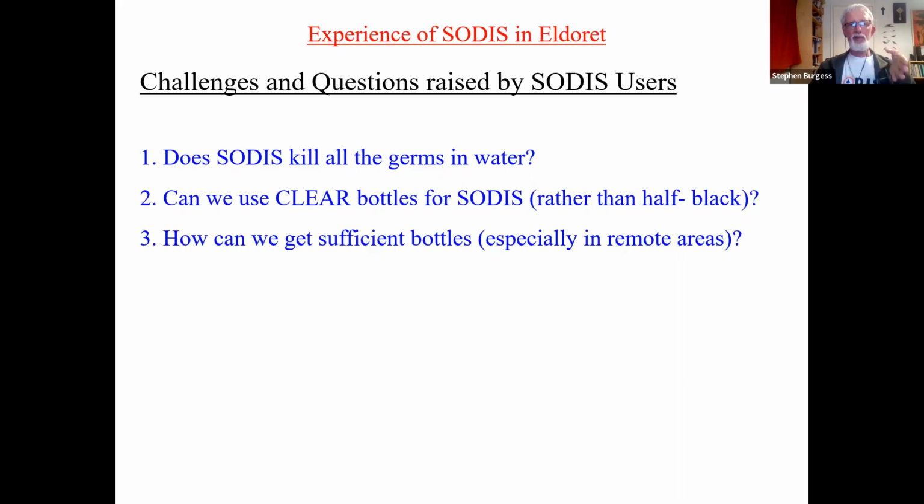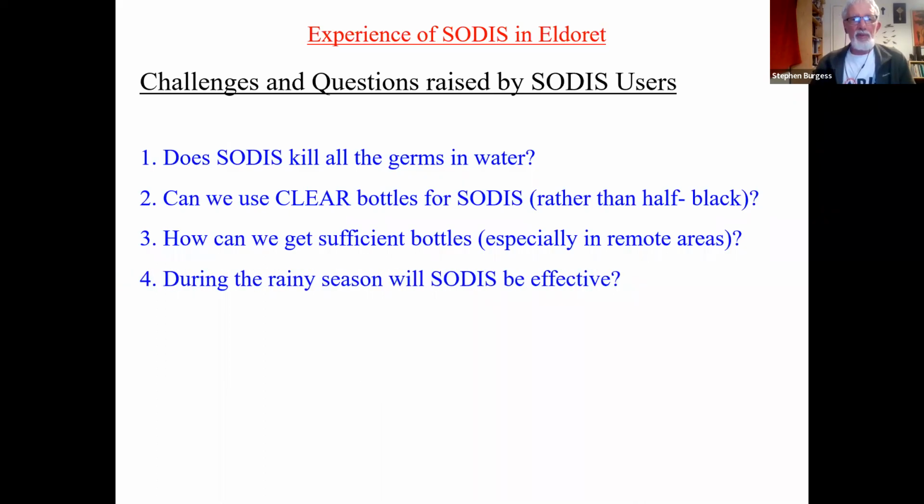How do we get sufficient bottles, especially in the remote areas? That was, in the remote areas, a challenge. Around the towns, there was a good supply of second-hand bottles. And one way to get those was, we had someone who wanted to just earn their living, and so they went around and collected bottles, which we used in our program of promoting SODIS. And of course, individuals could do that for themselves.